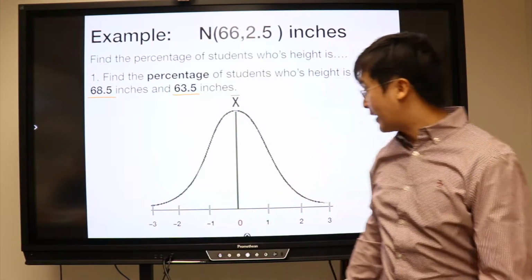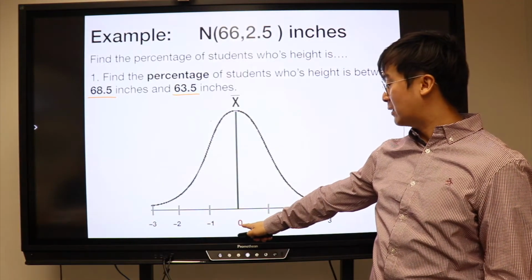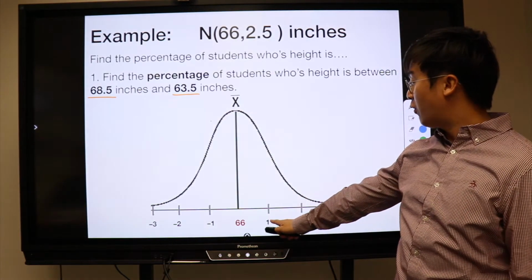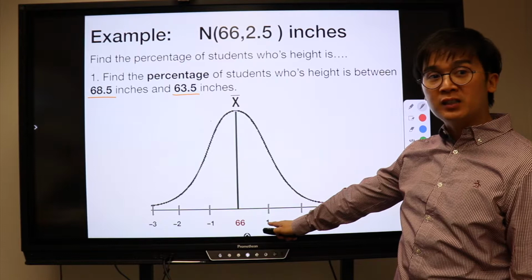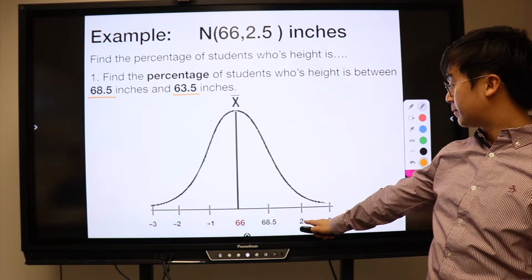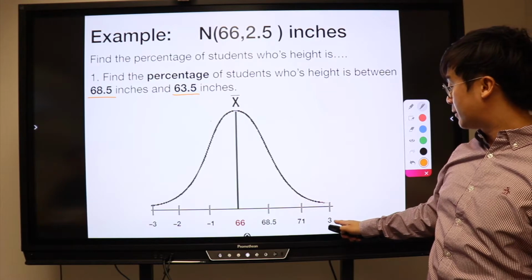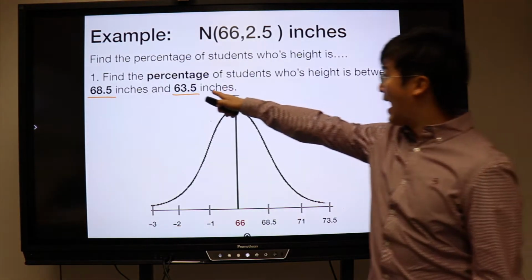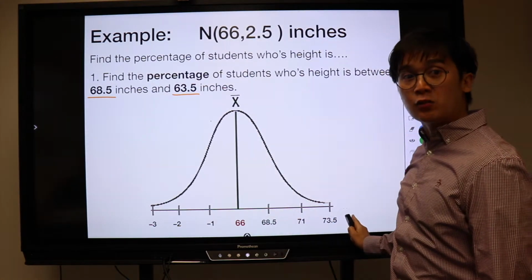So let's complete it. What is this 0 right here? This is going to change into 66. If we go one standard deviation away from the mean, what is this value? 68 and a half. And what about this? 71. And this? 73 and a half. How did you get that? By adding 2.5 continuously to the right.